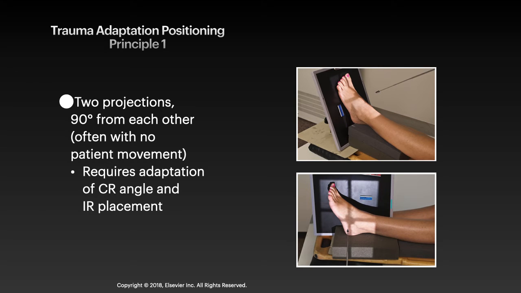Trauma adaptation positioning, principle 1. Two projections, 90 degrees from each other, often with no patient movement. Requires adaptation of CR angle and IR placement. This is where your critical thinking skills come into play, because you need to figure out how to get the images 90 degrees from each other. Seems simple, but it's not as simple as you might think.